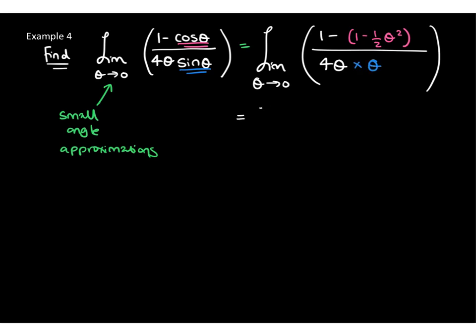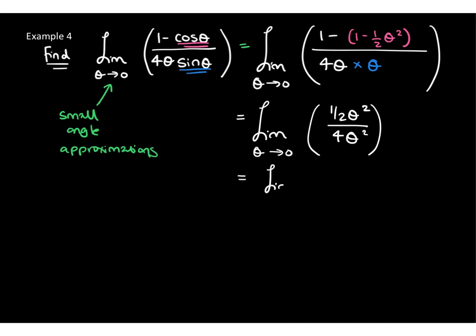So let's work through this. This is the limit as theta approaches 0. Now in the numerator, what do I end up with? I end up with a half theta squared, and in the denominator I end up with 4 theta squared. So this becomes the limit as theta approaches 0 of 1/8, and of course there's nothing dependent on theta anymore, so the limit is simply 1/8.